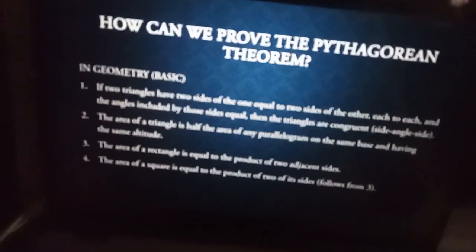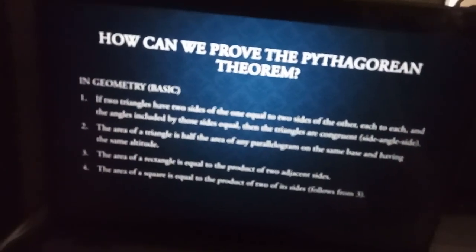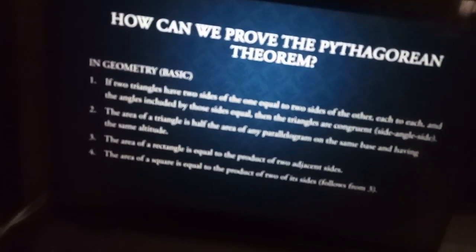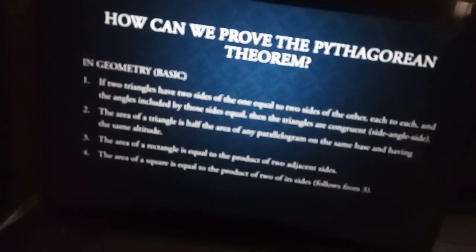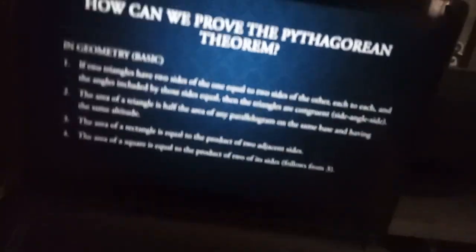The area of a triangle is half the area of any parallelogram on the same base and having the same altitude. The area of a rectangle is equal to the product of two adjacent sides. And the area of a square is equal to the product of two of its sides.